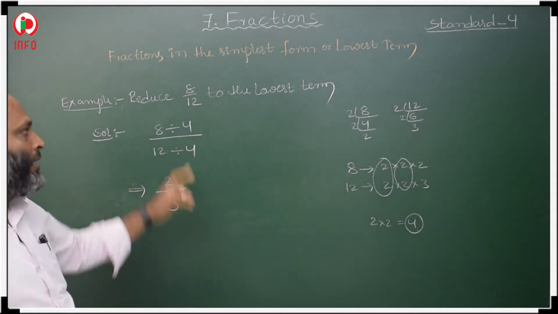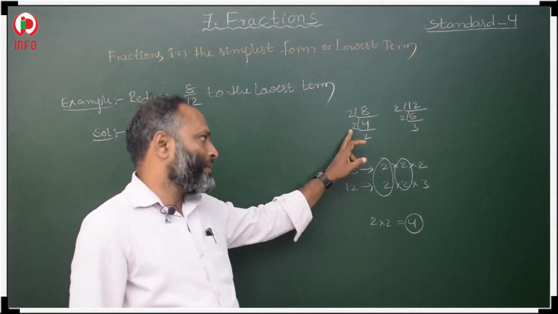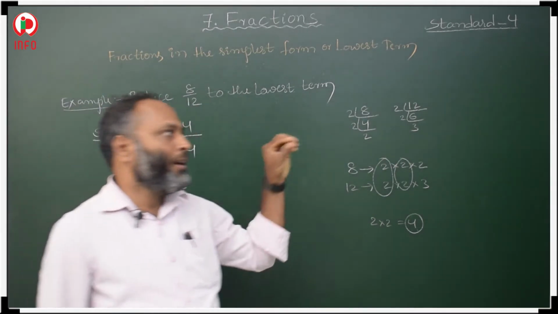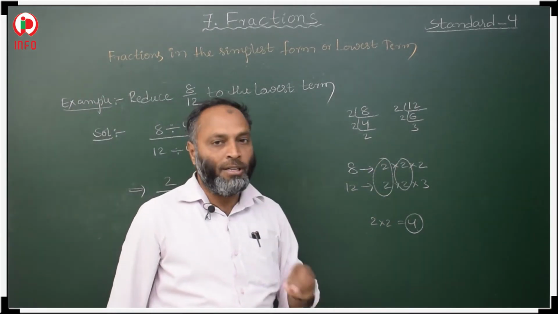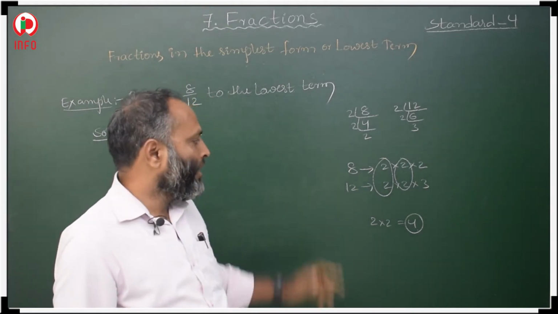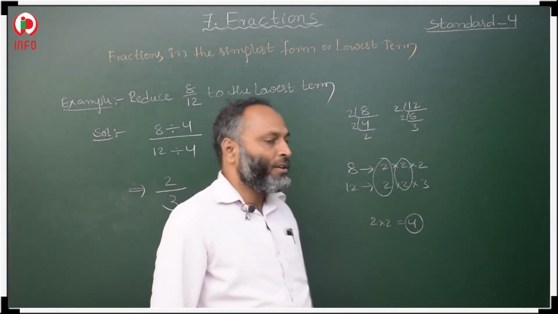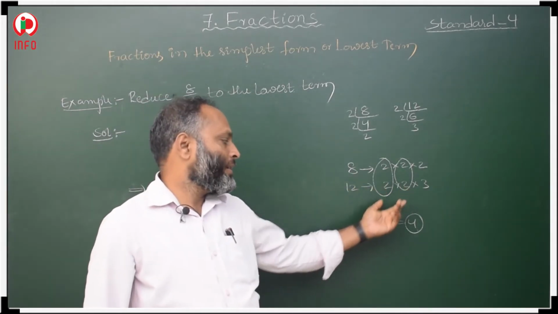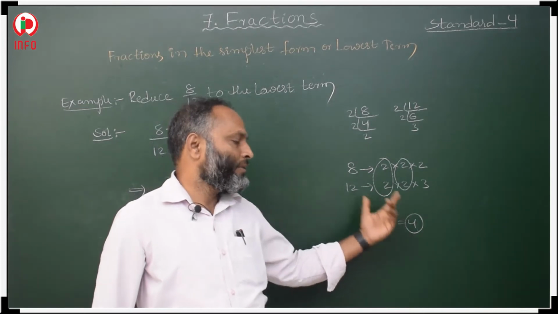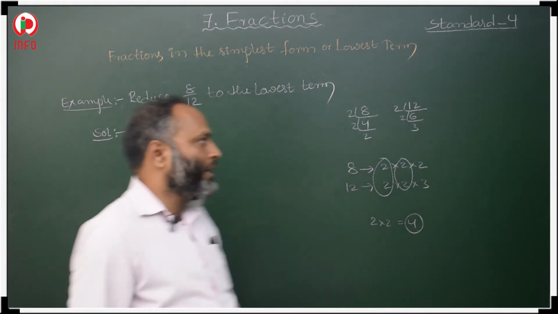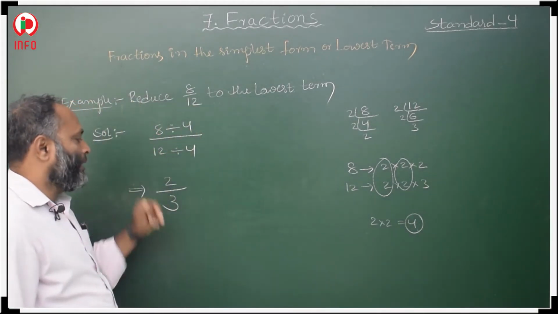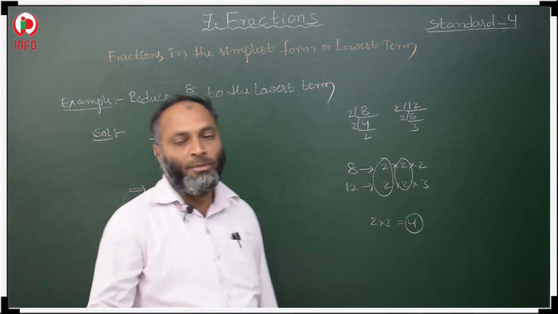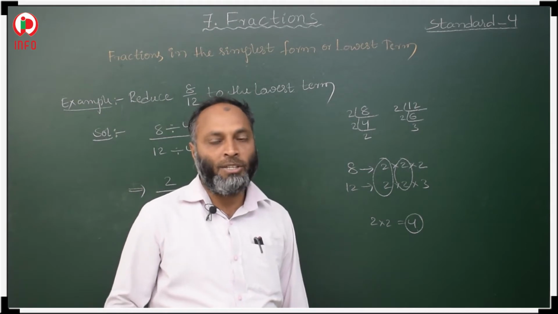So, how to find it? First we have to find the prime factors of 8 and 12, that means of the numerator and denominator. After that we have to check the common factors, that means find the HCF. So, 2 into 2 is the HCF of 8 and 12. With that number we have to divide the numerator and denominator and check the answer. That is the simplest form of the given fraction. Okay.